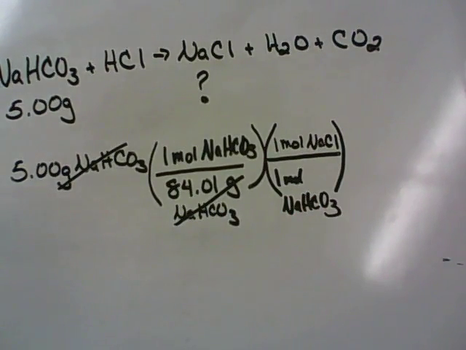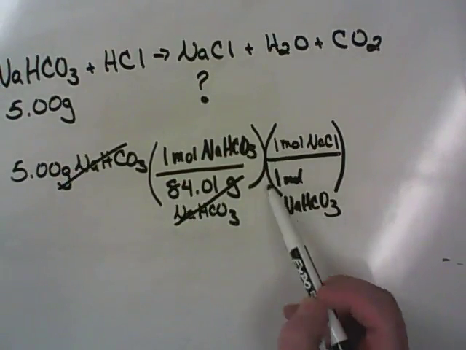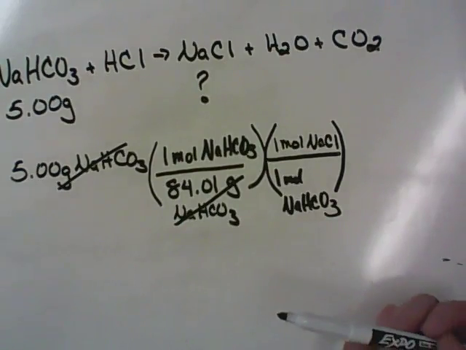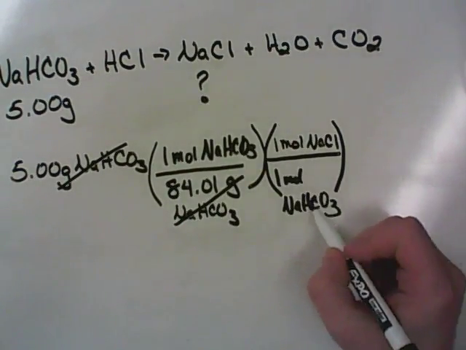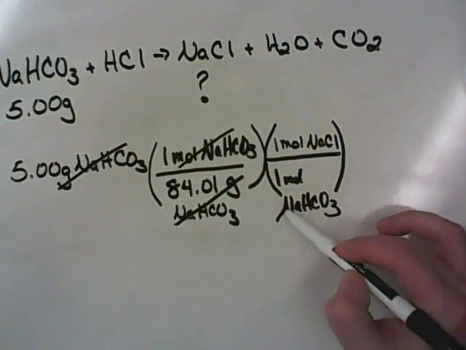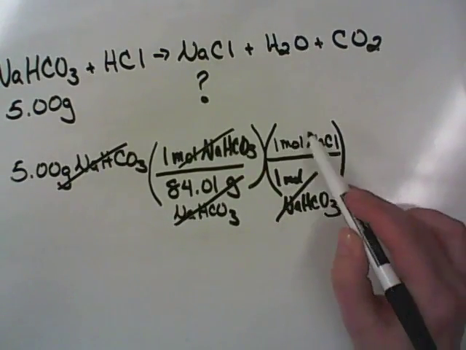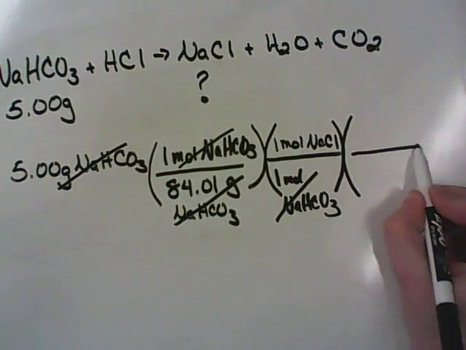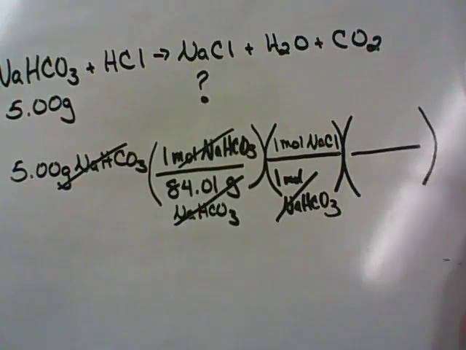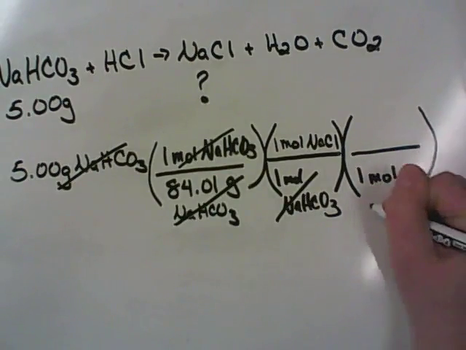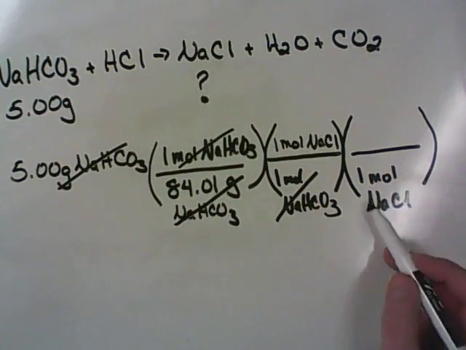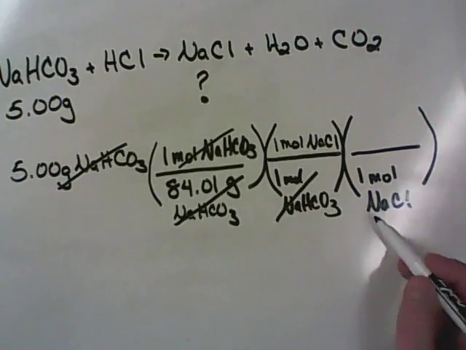It's a 1-to-1 ratio. Now, if there were coefficients, that's where this would come into play, and you would put those coefficients in this fraction. Now that I have moles canceling with moles, I'm in my unit of moles of NaCl. I still need to find out how much this is going to weigh. So I'm going to put 1 mole of NaCl here in my denominator, and I'm going to figure out how much 1 mole of NaCl weighs.